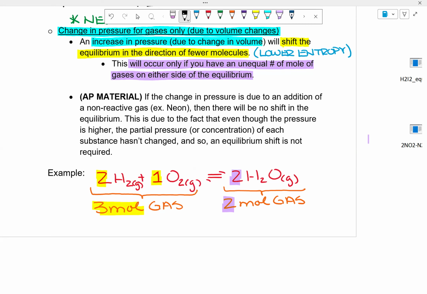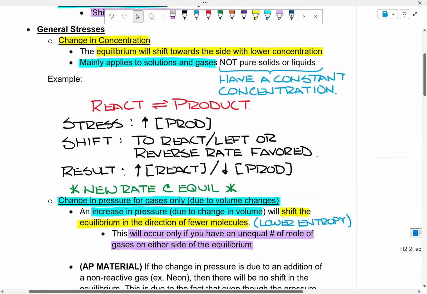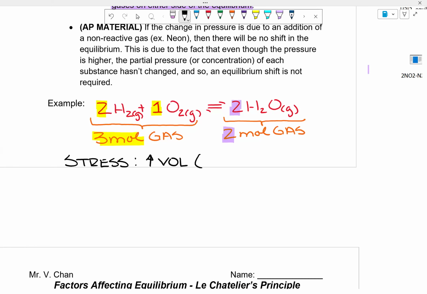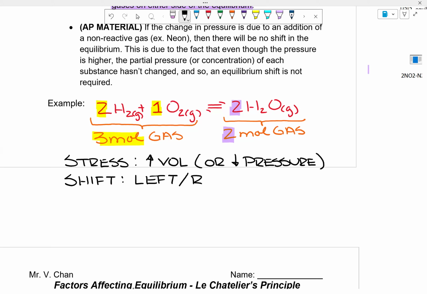Now, again, just like before, if I were to talk about the stress, shift, and the result, here, if I were to talk about the stress, here, if I increase the volume or decrease the pressure, what would happen is the shift is you would have a shift to the left or to the reactants.